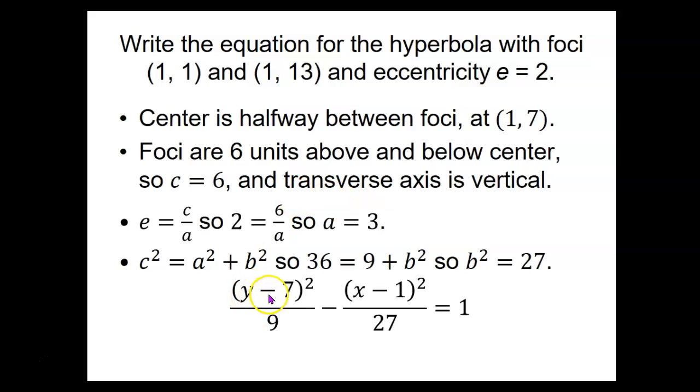So here we go: (y minus 7) squared over 9 minus (x minus 1) squared over 27 equals 1. Notice how in general it has the kind of form that a hyperbola equation has. It involves subtraction. The y part comes first because the transverse axis is vertical. Since the center is the point (1, 7), we've got x minus 1 squared and y minus 7 squared. A was 3, so a squared is 9. That goes down here. The a squared always comes first in a hyperbola. And b squared is 27, so that goes down here.